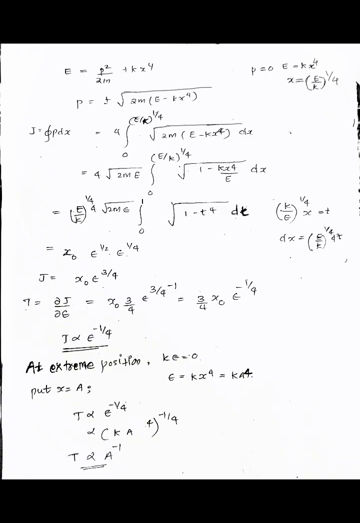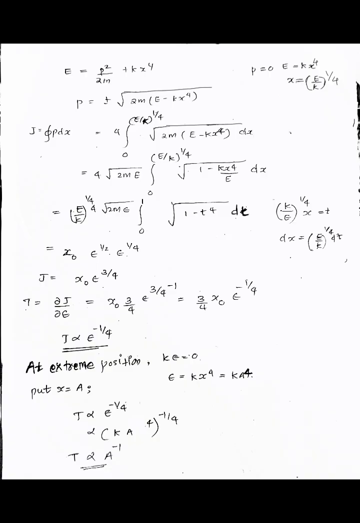Taking all these constants outside and writing it as x naught, the j value will change to x naught into e^(1/2) into e^(1/4), so that j is equal to x naught e^(3/4). Then t is equal to ∂j/∂e, that is equal to x naught into 3/4 into e^(3/4 minus 1), that is 3/4 x naught e^(-1/4). So t is proportional to e^(-1/4).